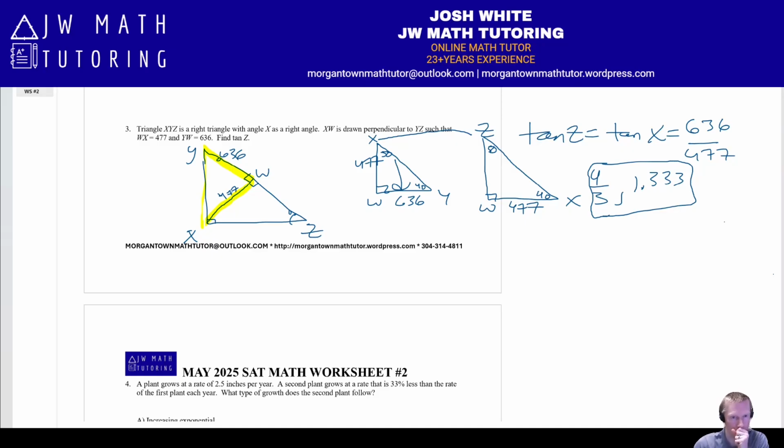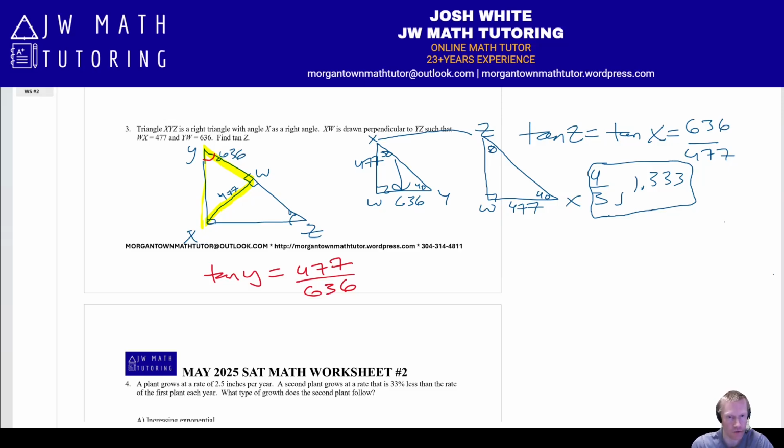All right, so we look at this triangle up here at the top. Basically, XWY or XYW, whatever we want to look at. I'm going to look at angle Y right here. And I'm going to say, okay, tan of Y is equal to opposite 477 over adjacent 636. Just confirm, yeah, neither of those are hypotenuse. Hypotenuse in this top triangle is XY.